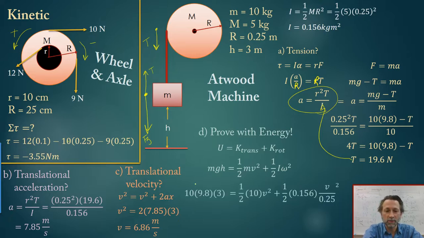Then I can plug in my numbers: the gravity 9.8, the height of 3, mass of 10, looking for that velocity. The I value we found up here to be 0.156, and then this omega we can change and say the linear velocity at the edge of the circle has to be v over r, and then square it. So that's where we get the r value, 0.25, squared, which I forgot my squared there. When we plug that in and solve, you should end up with the exact same velocity. And so that gives you an idea of what the kinetic value is.